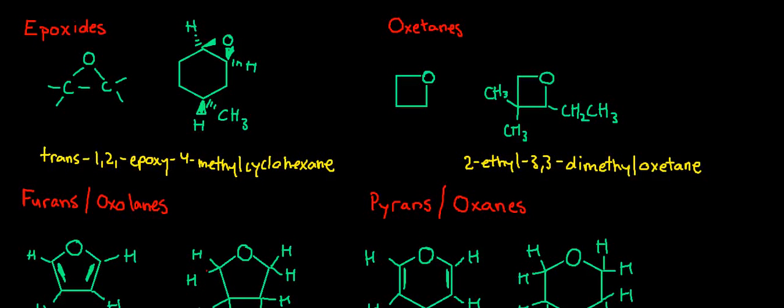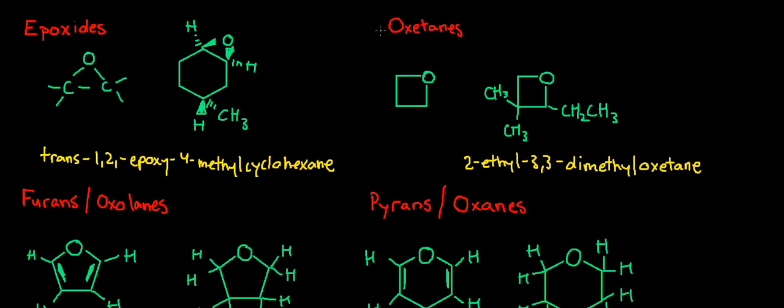The first group of cyclic ethers are the epoxides. To name these, we just use the numbers of the carbons it's attached to and use the word epoxy to denote that it's an epoxide. For this example here, if this is a 6-member ring, here's the epoxide, here's a methyl group. This would be 1,2-epoxy, 1, 2, 3, 4, 4-methyl cyclohexane, and then trans. This is up and that is down.